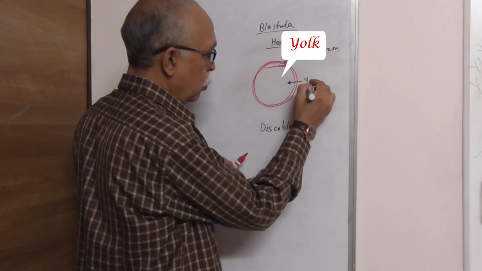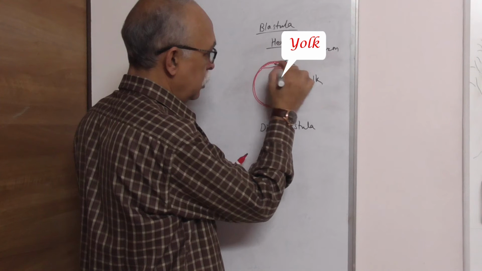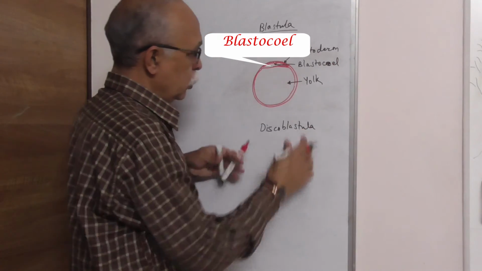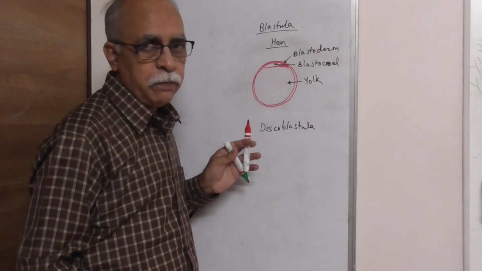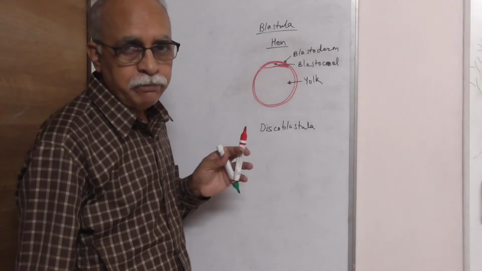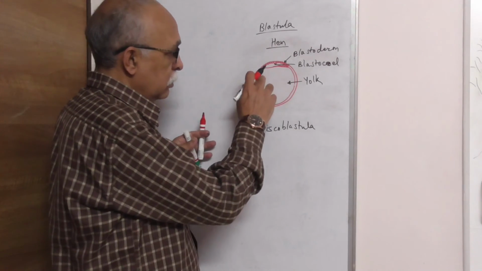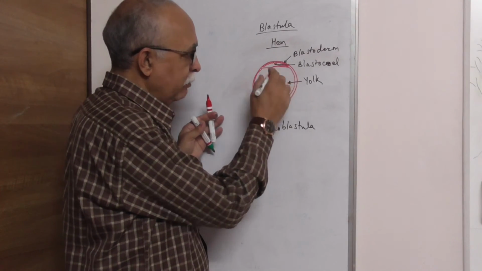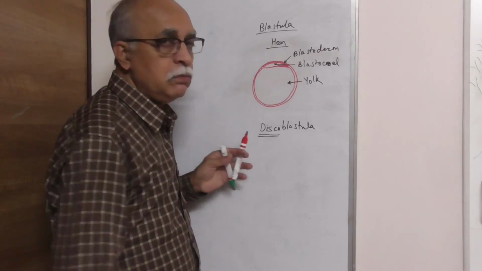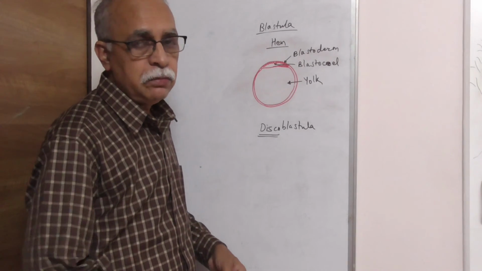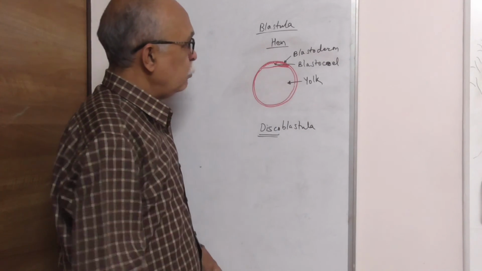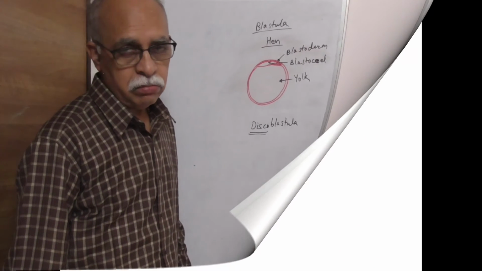This is all yolk, and this is the blastocele. So most of the sphere is nothing but yolk. Only a small disc-like area would contribute towards formation of a blastula. So there is a relatively smaller, disc-like cavity covered over by blastoderm, that is, the cells derived by mitotic divisions of the zygote. So that is the blastula of a hen.